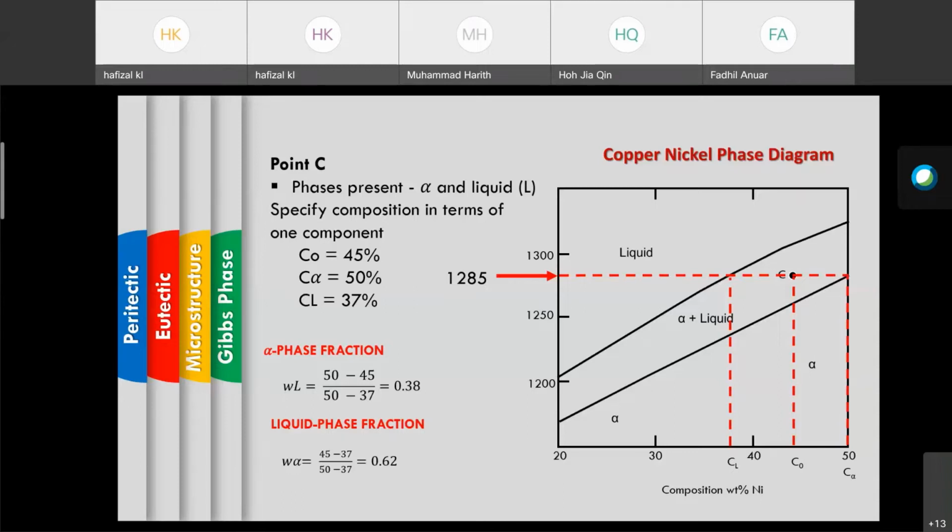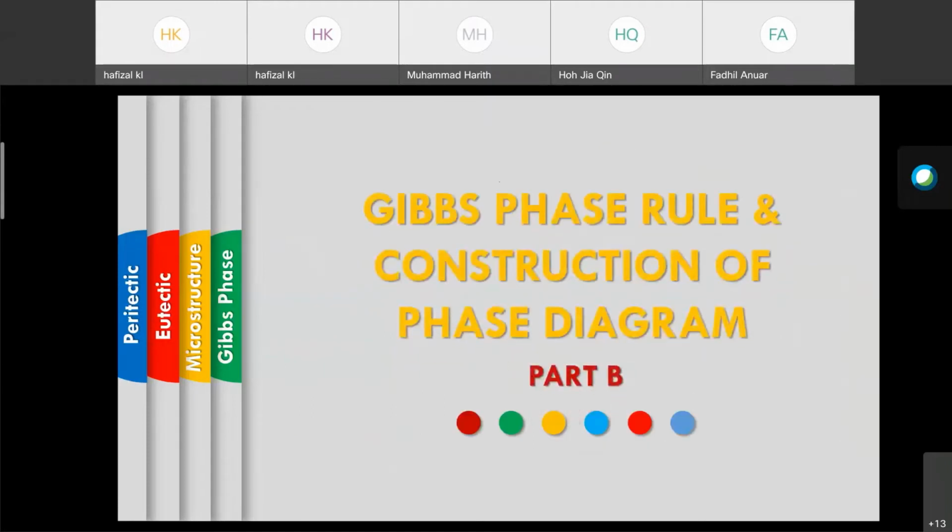Okay, so the question can be set in many ways. From here in part A, we just learned how to use the lever rule to get the fraction of alpha phase and liquid phase. After this, you need to be able to draw a microstructure showing the existence of alpha phase and liquid phase at a certain point. Okay, so this is the recap of part A.